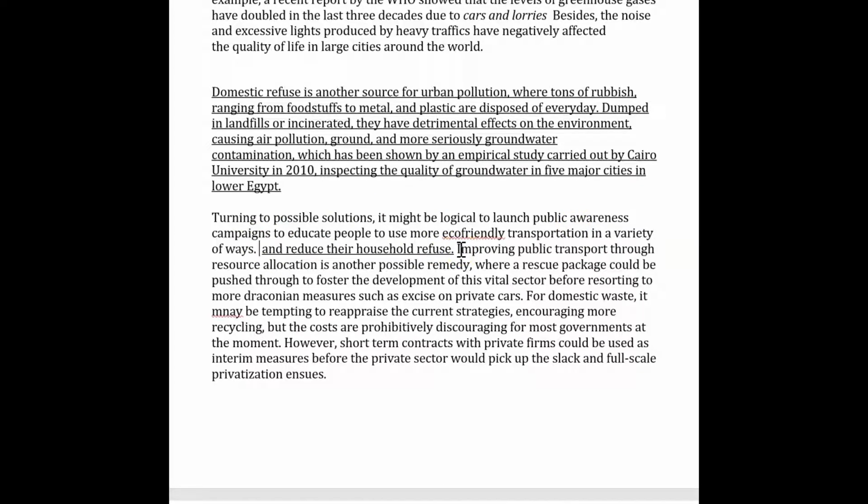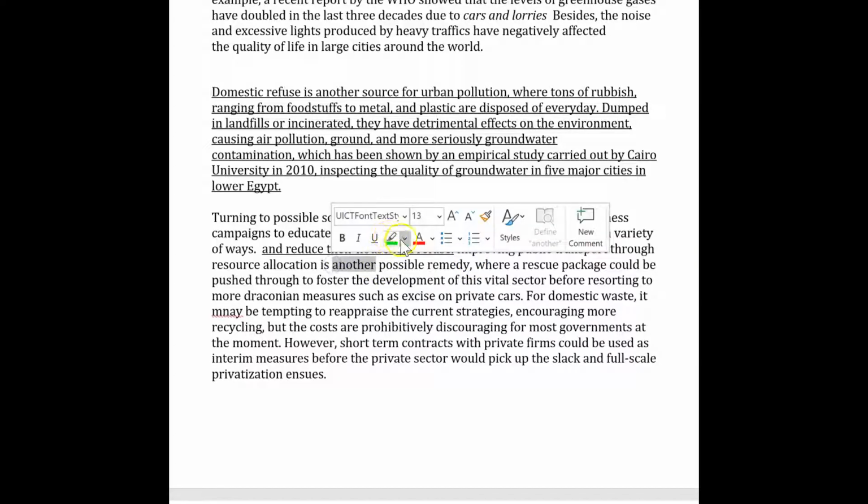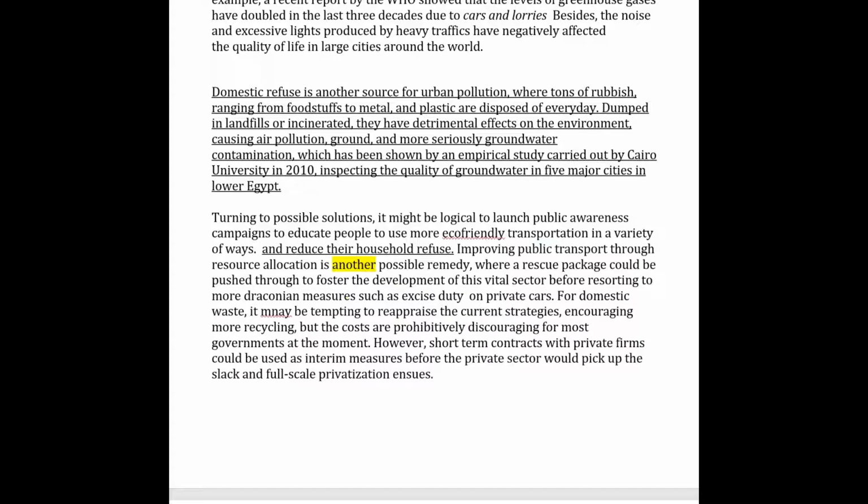Improving public transport through resource allocation is a possible remedy. Don't need that, not another, because I'm waiting for the first one, where a rescue package could be pushed through to foster the development of a vital sector before resorting to more draconian excise duty on private cars. So, for domestic, so hang on. So I would take out that because I don't really want you to talk about the waste. I'm taking out this bit, but you need to really develop this.